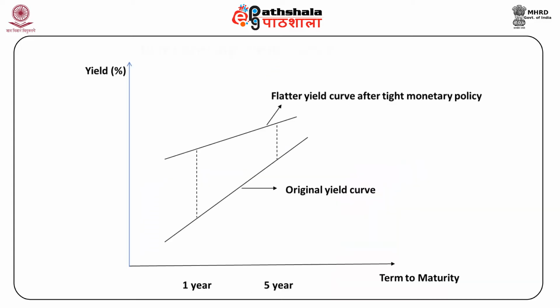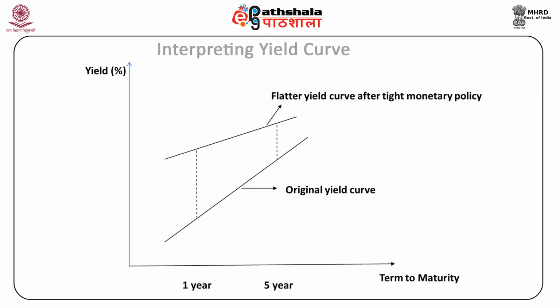As shown in the figure, we have the yield curves: the original yield curve, which is relatively steeper, and the flatter yield curve after tight monetary policy. I'm sure you can observe we have terms to maturity on the x-axis and yield percentage on the y-axis, where two examples are the 1 year yield and the 5 year yield, and we find that the gap between the flatter and the original curve has reduced later on.